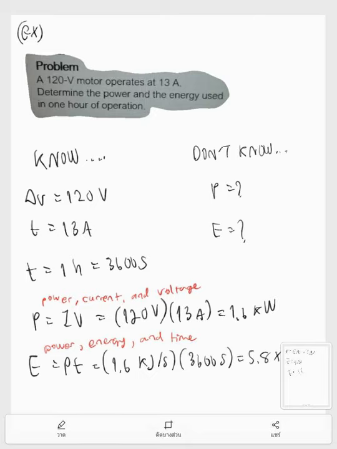From the formula we have just talked about, P is equal to I times V, which is 120 V times 13 A, and it's going to equal 1.6 kilowatts. The energy is going to be P times T, and the result is 1.6 kilojoules per second times 3,600 seconds, which equals 5.8 times 10 to the power of 4.